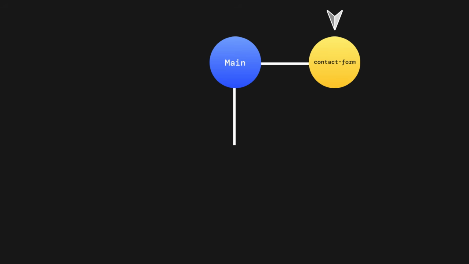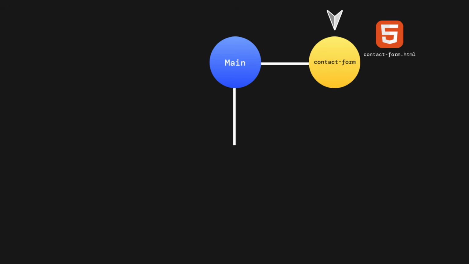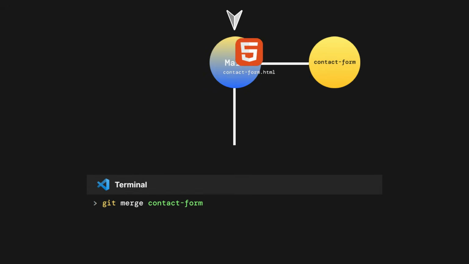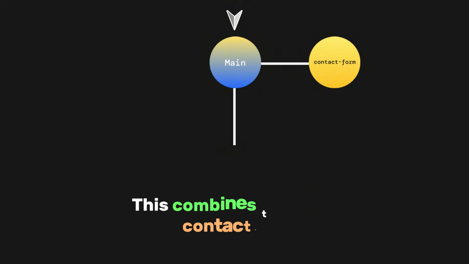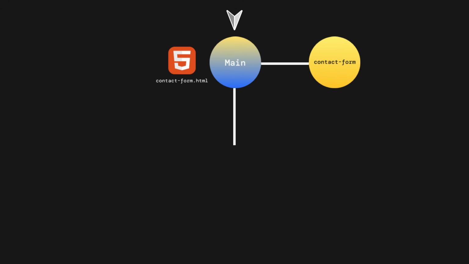For example, you might add an HTML file with the contact form layout. Once you've made changes, save them in the branch by running git add . and git commit -m "add contact form layout". When you're satisfied with your work in the branch and ready to merge the changes into the main branch, first go back to the main branch by running git checkout main. Then merge the contact form branch into it. This combines the changes from contact form into main, so the main project now includes the new contact form.